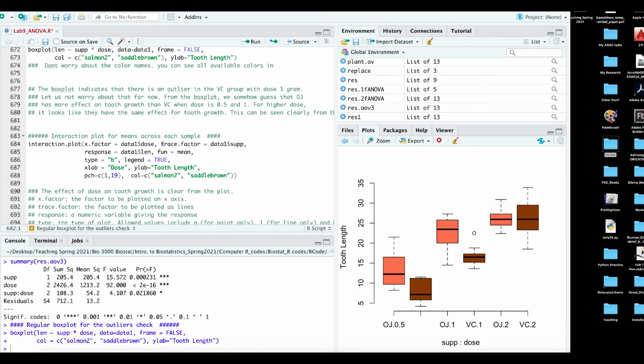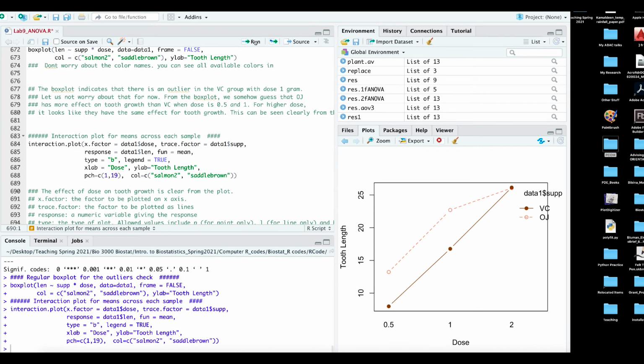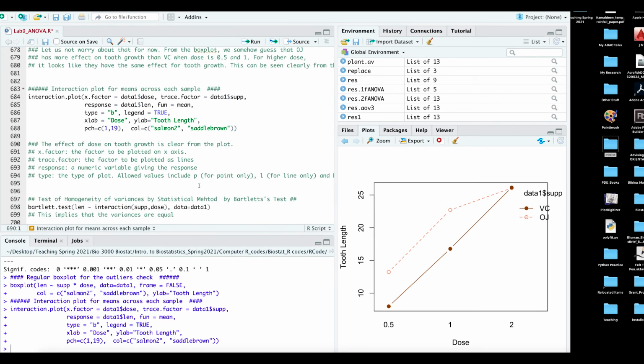Now let us do the interaction, meaning that we will plot the averages. This is what the averages look like. You see that the dotted one is for orange juice, and it has a higher average, and the vitamin C has a lower average. You see that, and then they cross, okay. They cross, which means there is an interaction effect, okay. Let us look at that.